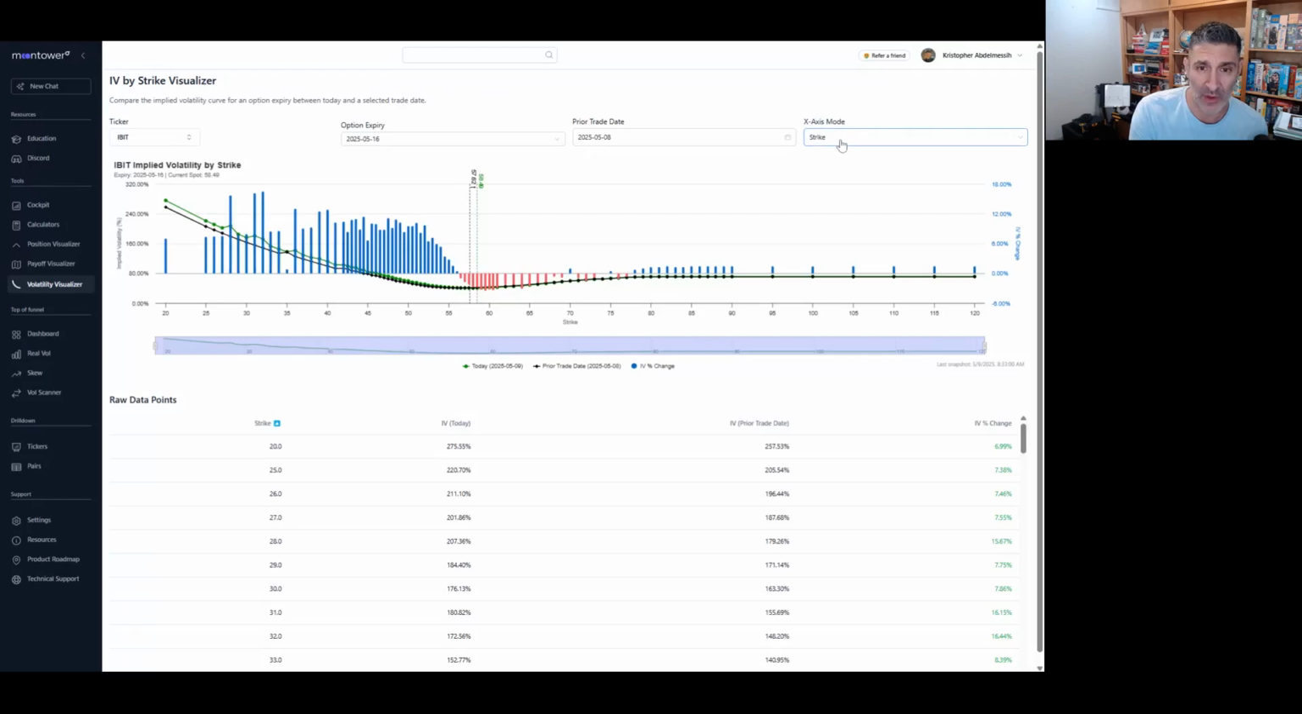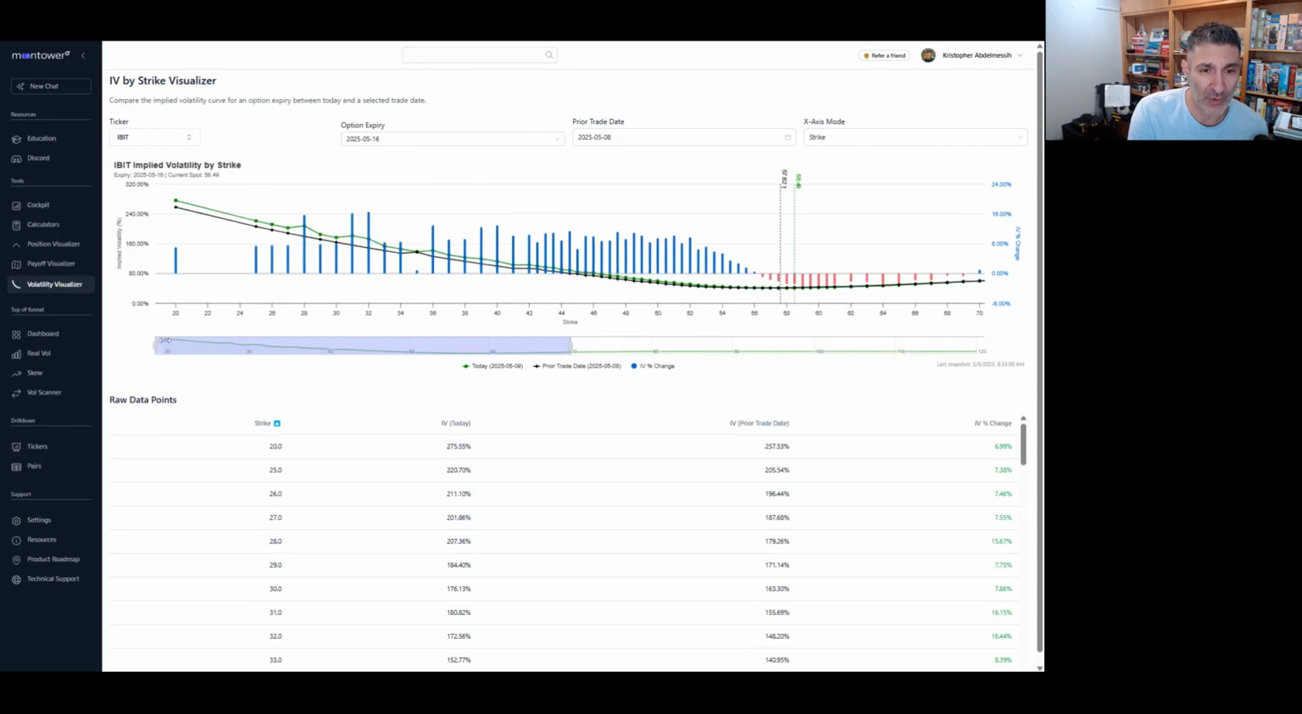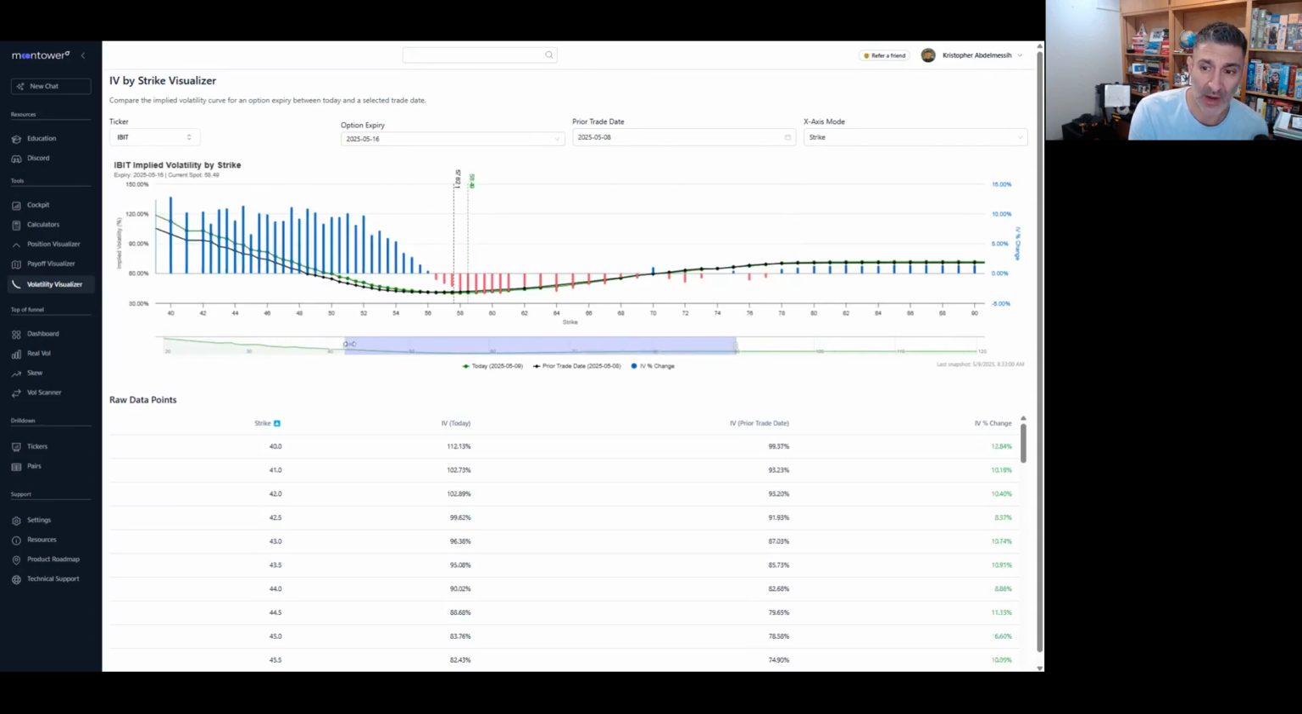Prior trade date defaults to yesterday's trade date, which is May 8th. Option expiry, like we thought, May 16th. Ticker is IBIT. We have it here in strike mode. I'll show you the other mode in a second. But you can see the vol changes here. Now, this is a ridiculous strike range. We're looking at a 1 week option, and who cares what's going on with the 40 strike and 45 strike, all this far out of the money stuff.